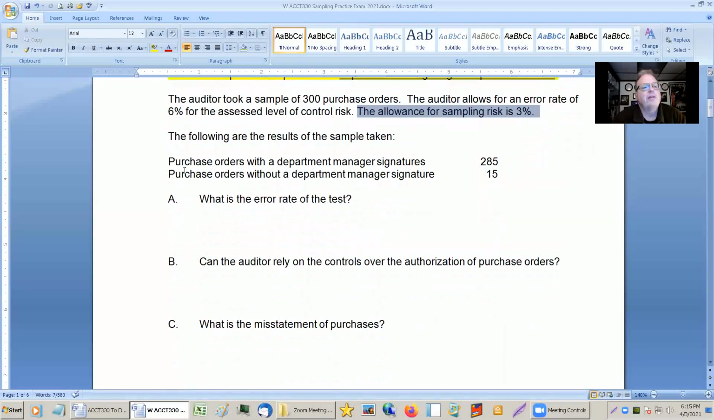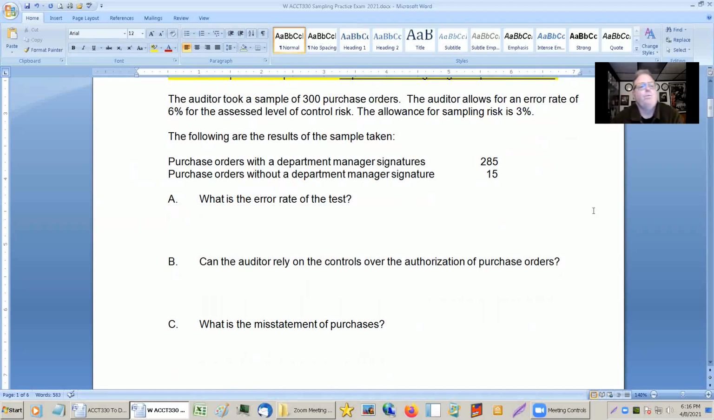Okay, so they'll take the 300 purchase orders, and 285 of them had signatures, and 15 of them did not. So what is the error rate of the test of controls? You can either blurt out the answer or put it into chat.